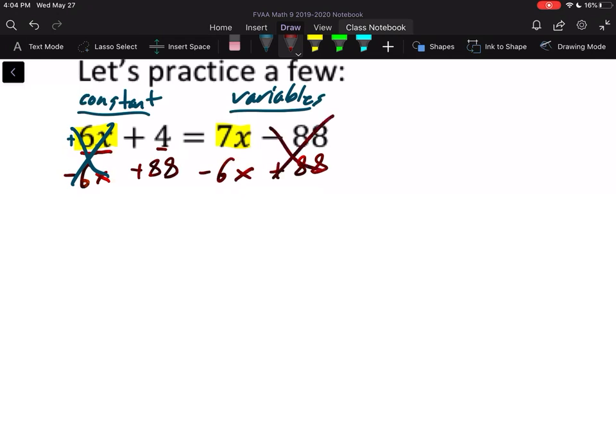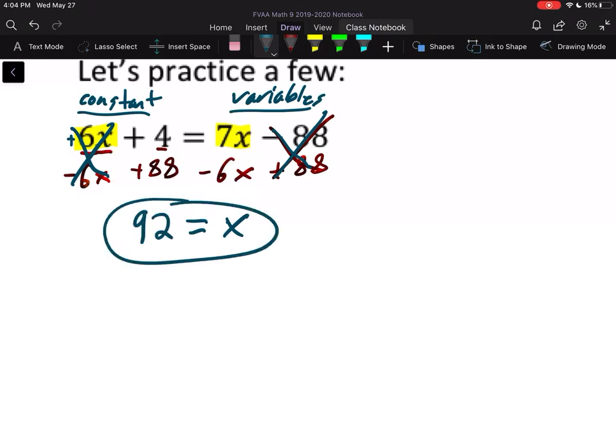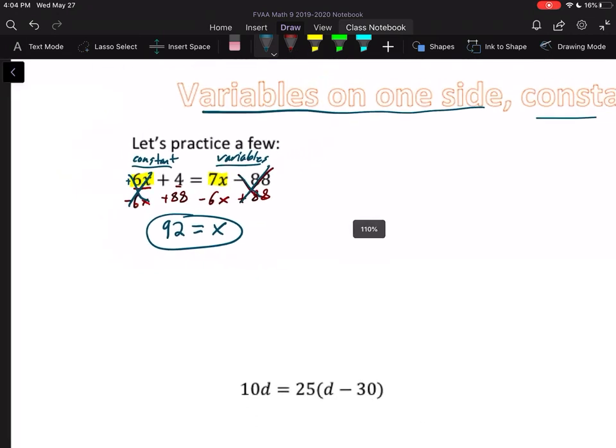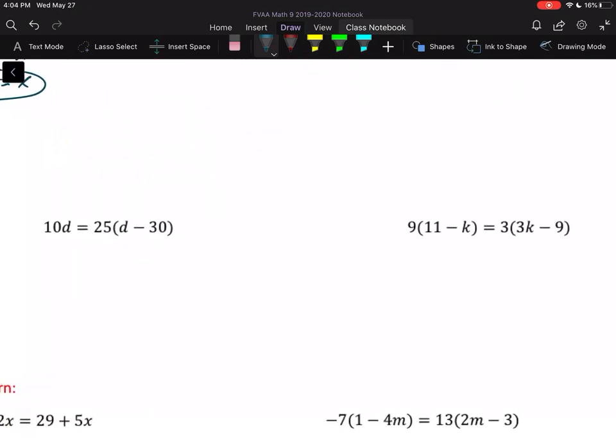Minus 88 plus 88 equals 0. That cancels out. And that's going to leave me with 7x minus 6x, because those are like terms, I can combine those. 7x minus 6x is equal to 1x, or just x. And that is equal to 4 plus 88, which is 92. And that's my final answer. Okay, let's try a couple other ones here.